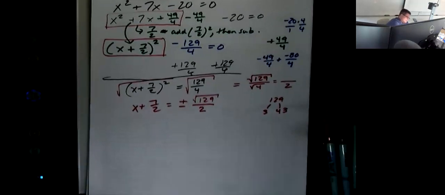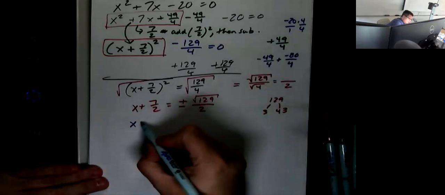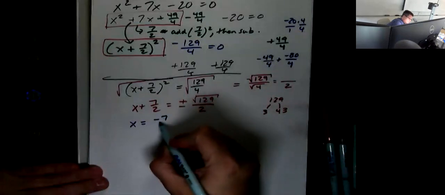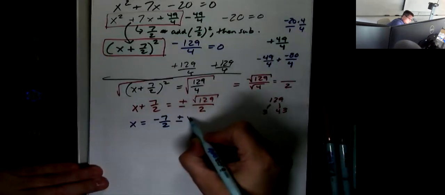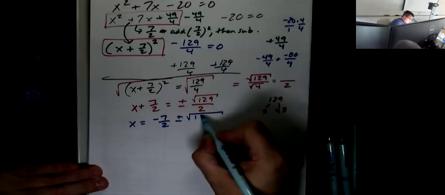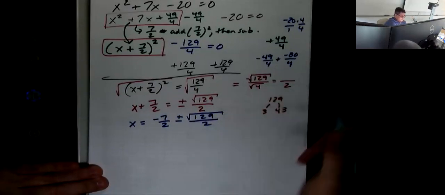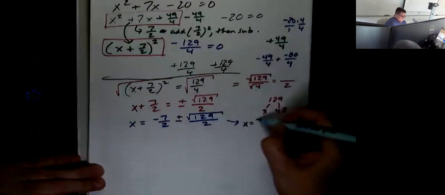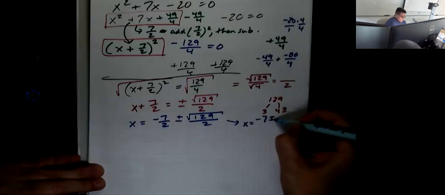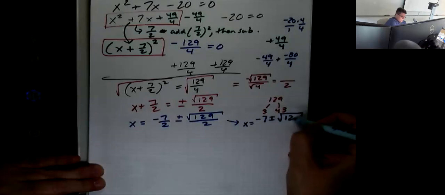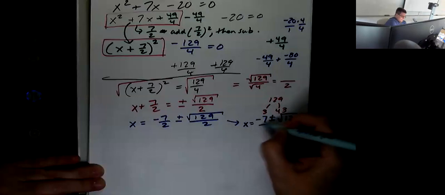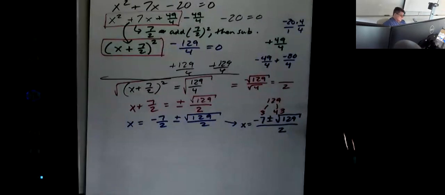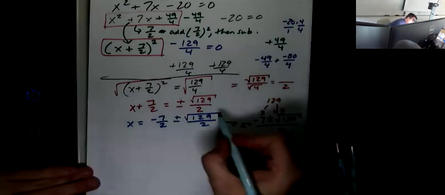Finally, subtract 7 over 2 from both sides. And I get x equals negative 7 over 2 plus or minus the square root of 129 over 2. And I'm going to write it as one fraction, just because I think this is what's going to fall out of the quadratic formula. But you don't have to write it as one fraction. I would say this is a good answer.